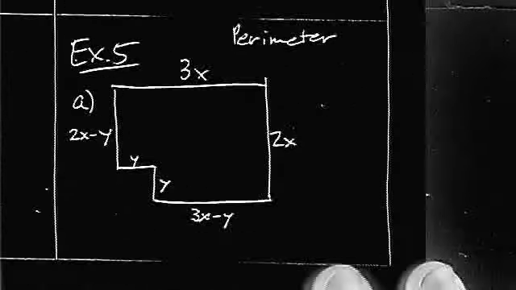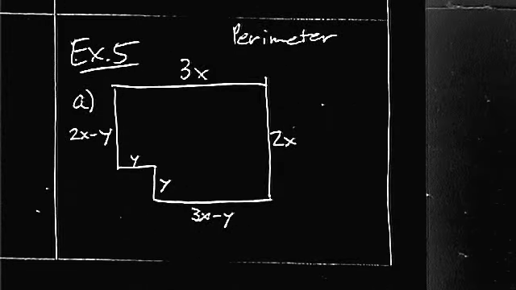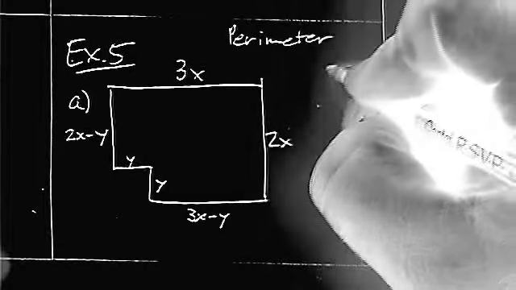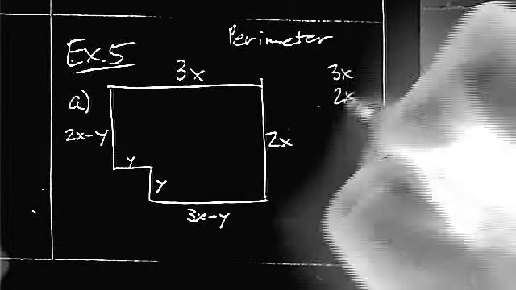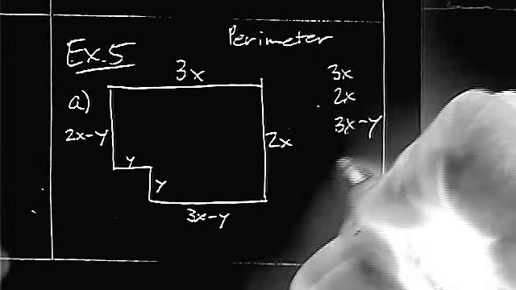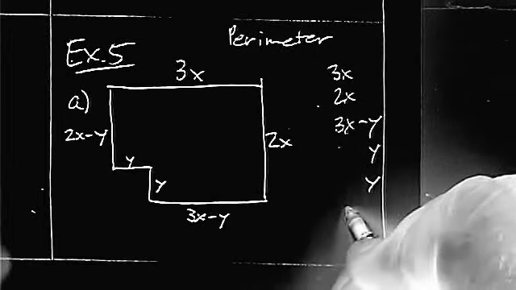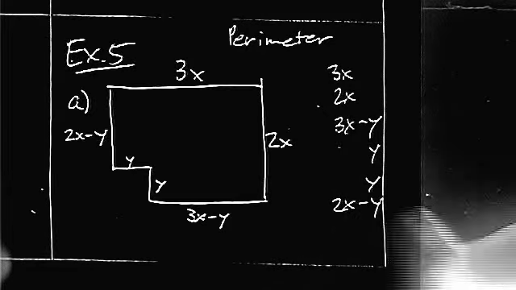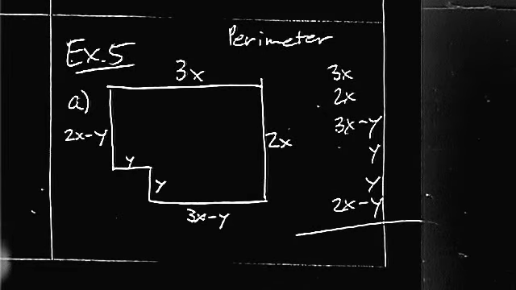Example 5 is a perimeter question. So in example 5 they say add up the sides, right? That's what perimeter is, adding up all the distances around the outside edge. I got a trick for you on this. Instead of writing 3x and 2x and 3x minus y and 1y and 1y and a 2x minus y, you could write out all the sides and add them all up.